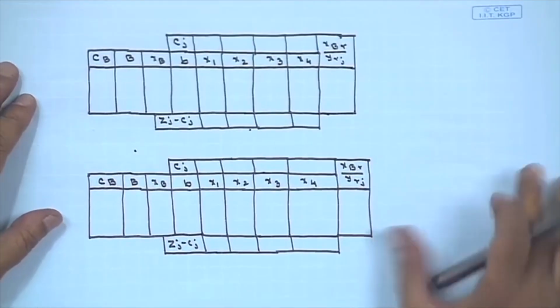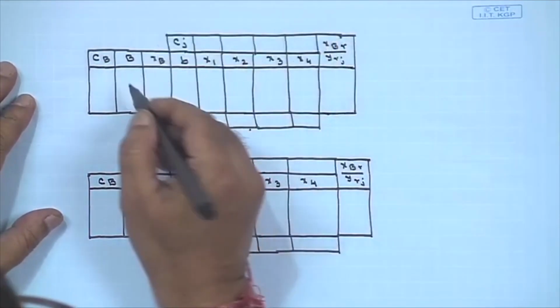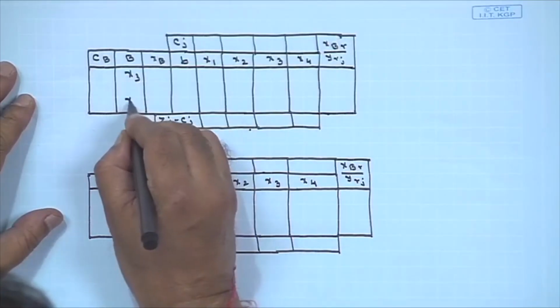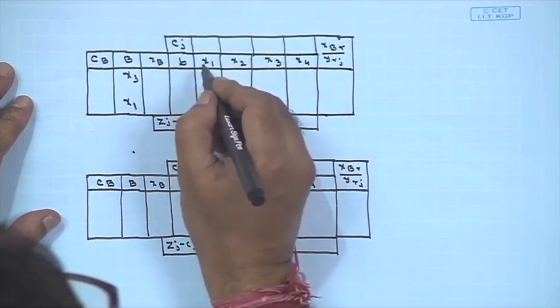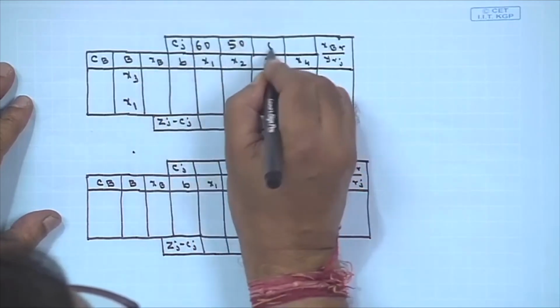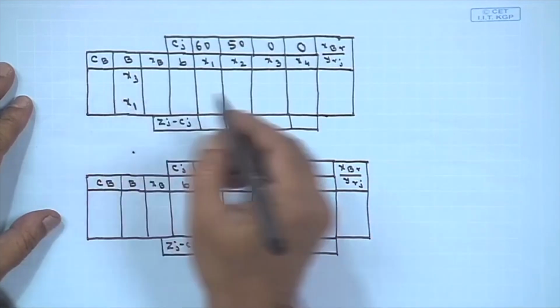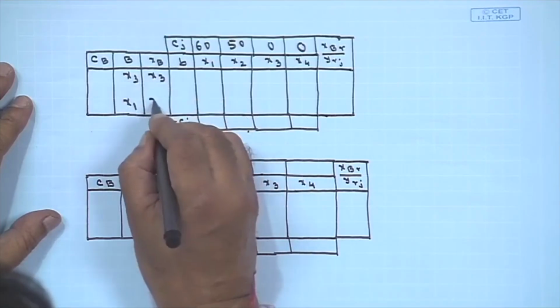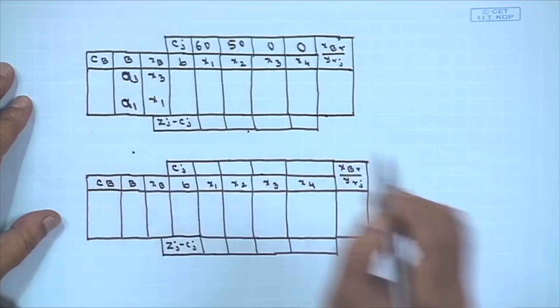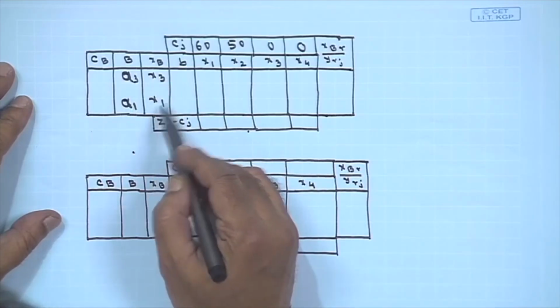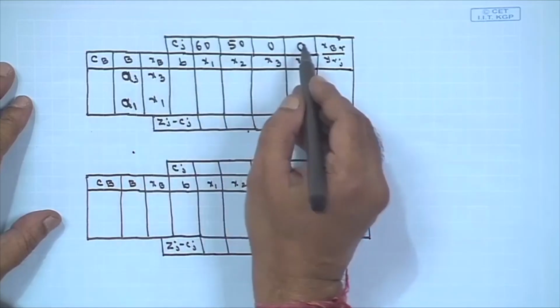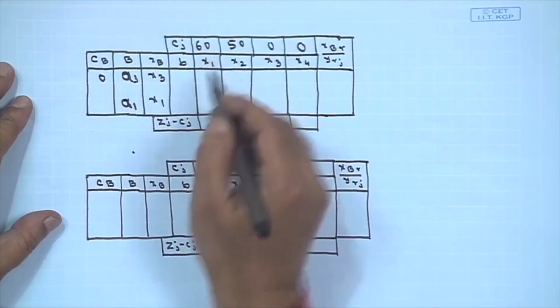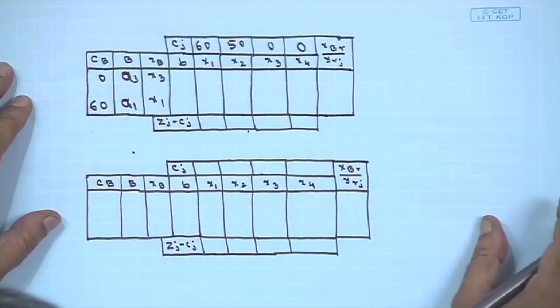Let us see quickly what happens in the next table. For xb, x3 and x4 will be replaced by this. These values remain the same, that is 60, 50, 0 and 0. Sorry, xb is x3 and x1, this is a1 and a3. Corresponding to x3 and x1, the cost coefficient for x3 is 0, and for x1 the cost coefficient is 60. So, I am writing 60 over here.